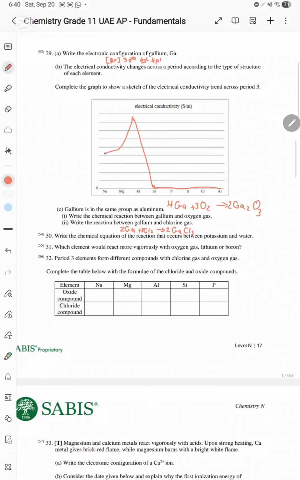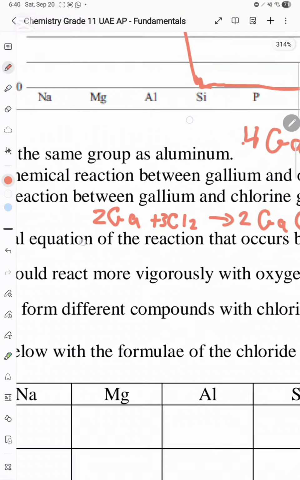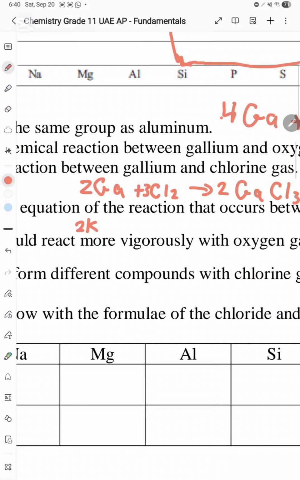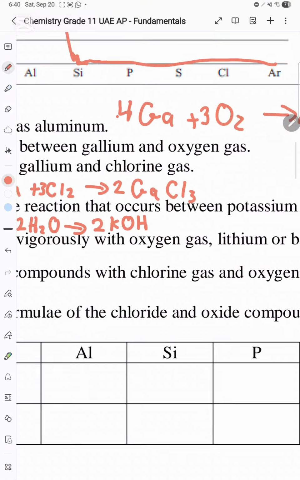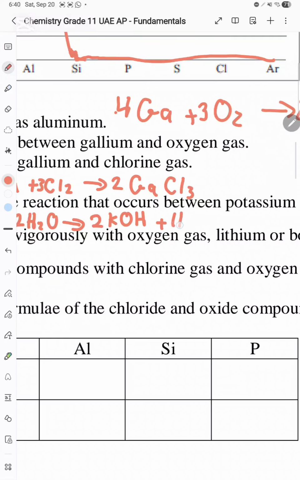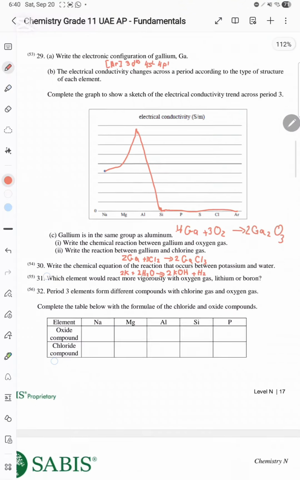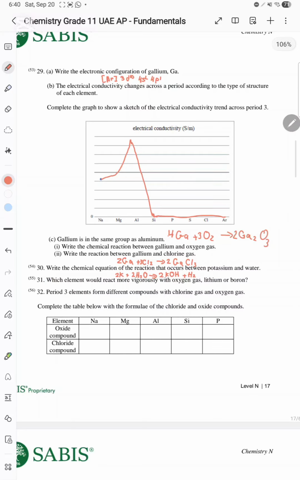Write the chemical equation that occurs between potassium and water. Potassium and water, so it's going to be 2K plus 2H2O gives you 2KOH. I can't really teach you how to write chemical equations because we've been taking it for years, and I'm assuming a lot of people know how to do it by now.